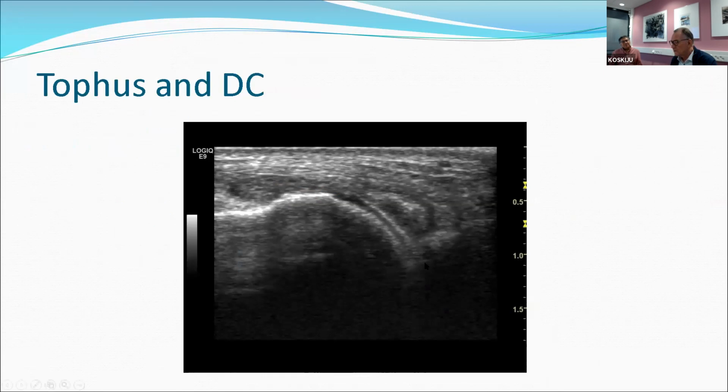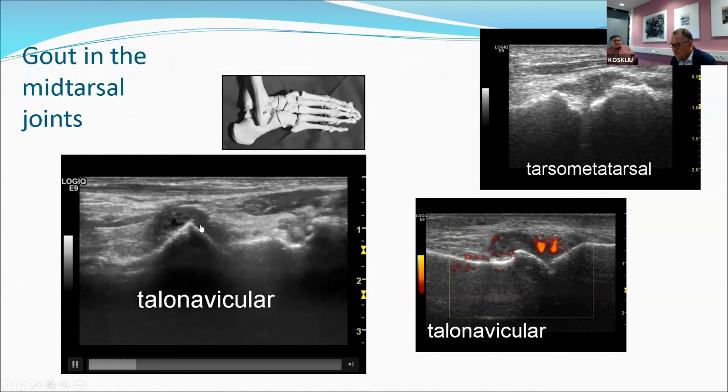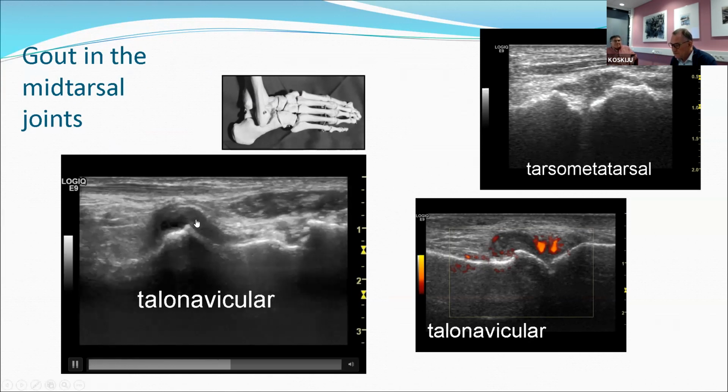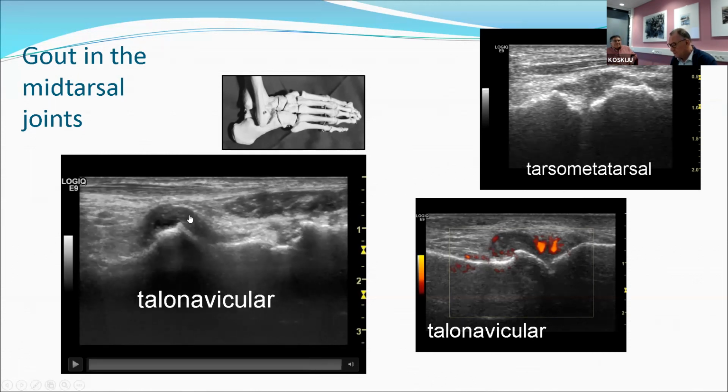In this picture, we see double contour, yes, and at least grade two. It's minimal but obvious. And then we see possible tophus material here. Gout in the mid-tarsal joints, that is quite tricky. And you have to very carefully examine this. You see here some material in this joint, and it was really gouty material, fluid, and probably tophi here.